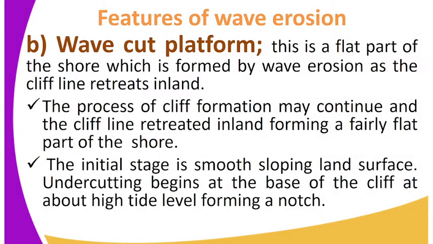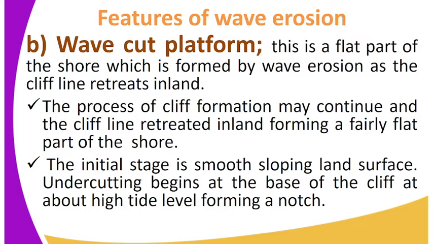The second feature of wave erosion is the wave cut platform. This is a flat part of the shore which is formed by wave erosion as the cliff line retreats inland. The process of cliff formation may continue and the cliff line retreats inland, forming a fairly flat part of the shore. The initial stage is a smooth, sloping land surface.